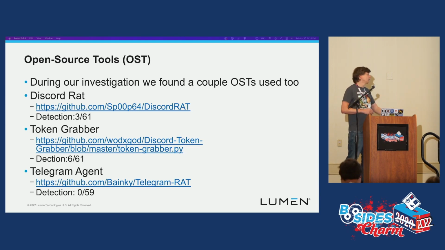And with these things being on GitHub, there is no development time, there is no development cost. You git clone, maybe modify a couple things for an hour, and even without any modifications at all, the Telegram rat had a detection rate of 0. So again, you can do this with quite literally no effort at all.